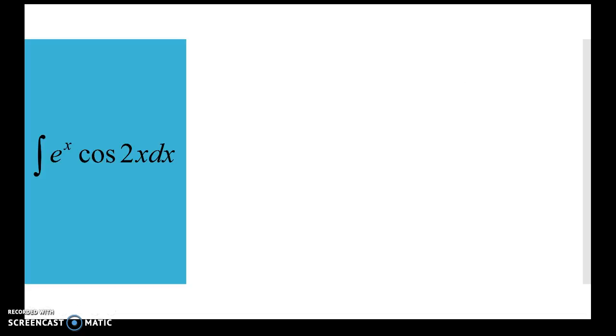Okay, let's see here. Let's do for homework. At least determine u and dv for this problem, and set up the integration by parts. Do not evaluate. Set up, but do not evaluate.